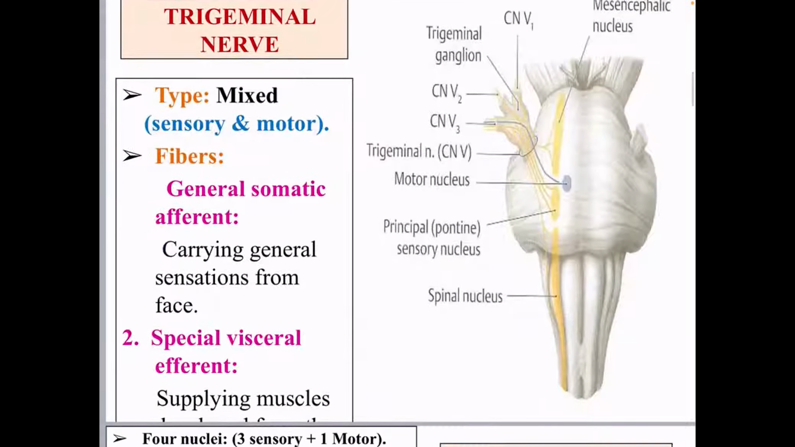So the trigeminal nerve, as I told you, is a mixed type which has sensory and motor components. The fibers are general somatic afferents carrying general sensation from the face. The special visceral afferents supply muscles.